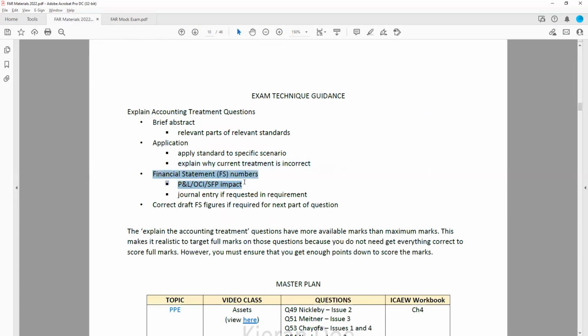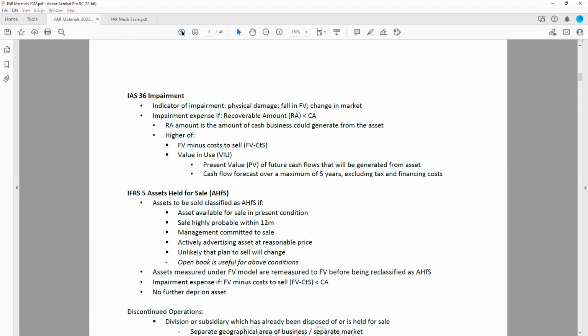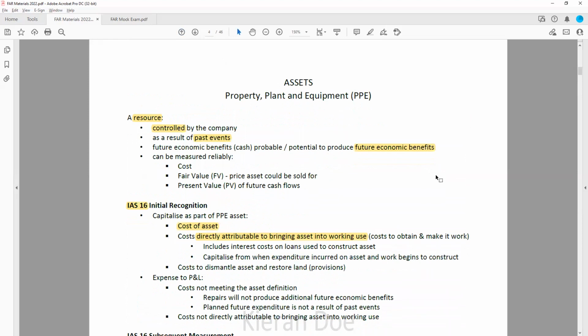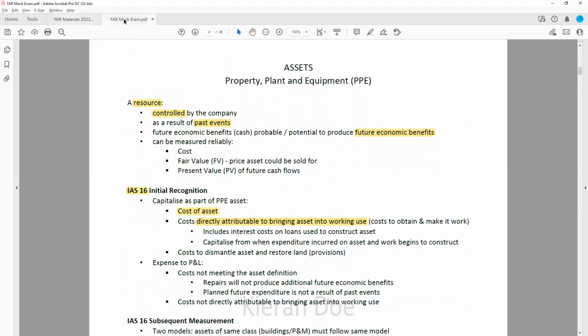So then we can say what's the impact on the financial statements. So what's the impact on the various financial statements, and we can set out the journal entry. And then if we need to for the next part, we can correct the draft statements. We can go back to those draft profit numbers, back to that draft asset number and correct those.